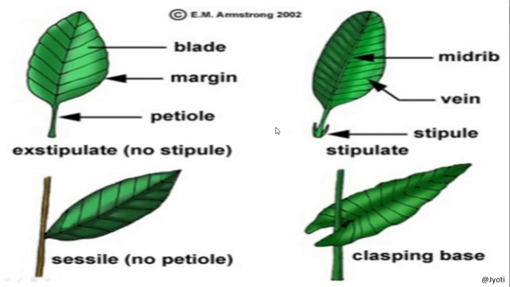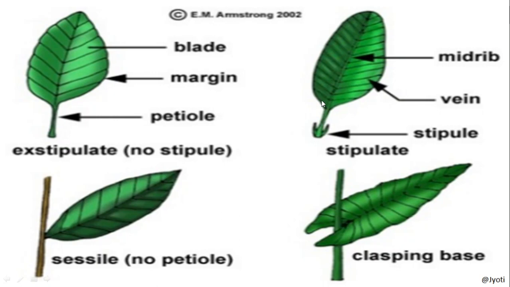So here I'll show you the picture. You can see this is the leaf. This is the leaf which is not having, this is the base of the leaf. Base of the leaf means what? The portion where the petiole is attached to the stem. So here we do not find any appendages or outgrowth. Okay, so it is exstipulate. There is no stipule. But here you can see at the base of the leaf, the appendages are present, the outgrowths are present, and these structures are called stipule. And since in this leaf the stipules are present, so it is called stipulated leaf.